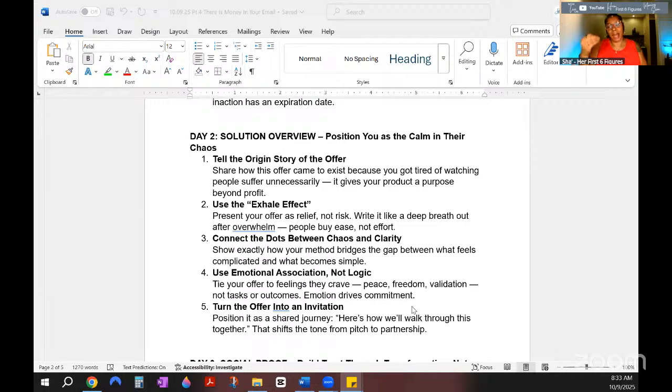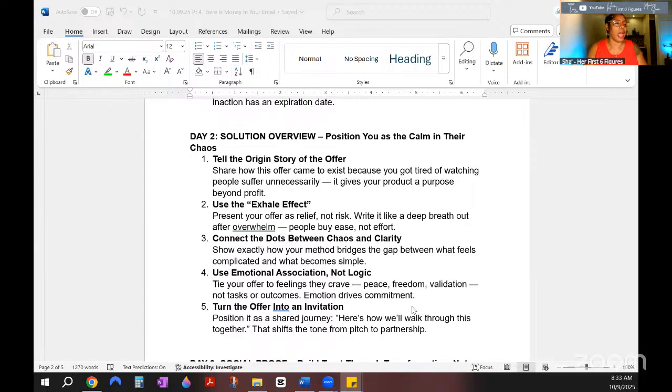Because a lot of people don't buy because they see spending their money as a risk. Are they actually going to get what they're trying to pay for? So let's relieve that with an exhale effect where we're going to write like a deep breath, okay? To help them come out of the overwhelm and feeling like it's a risk. We're going to put them at ease, all right?